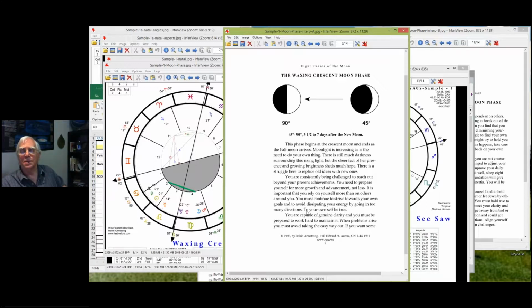So you instantly here at this point, you see, oh, there's a struggle between the seesaw going both ways and the challenge of the new moon, or this waxing crescent moon, which happens to be both on one side, on the subjective side of the seesaw. And the challenge again is not to go too many directions, not to dissipate your energy, to be true to your own self. You're capable of genuine clarity, and you must be prepared to work hard to maintain it. When problems arise, you must avoid taking the easy way out.